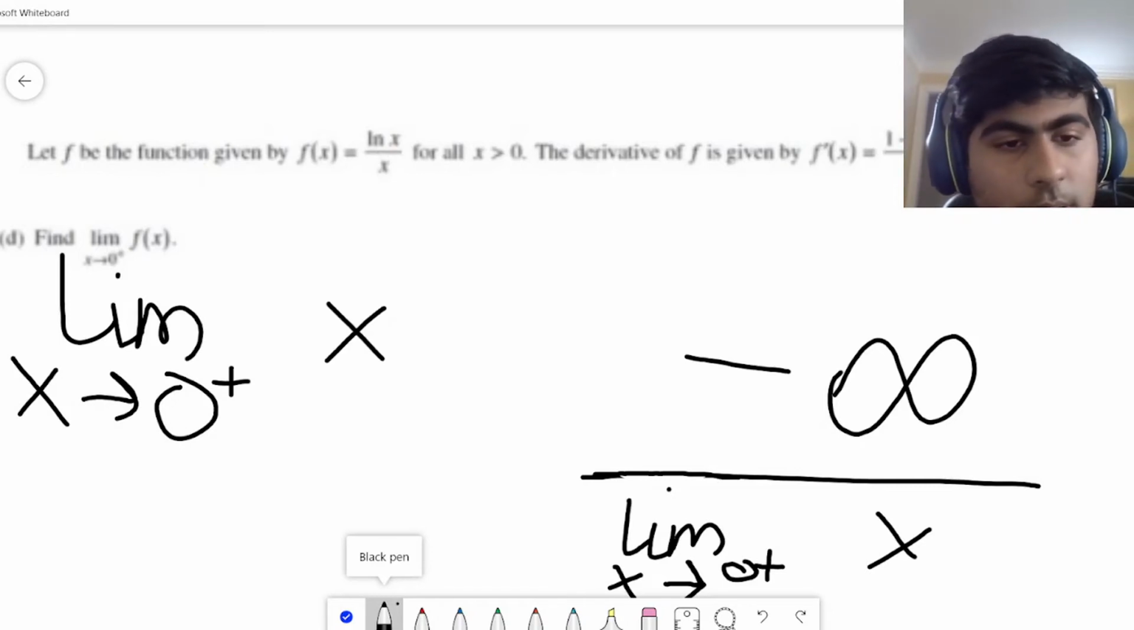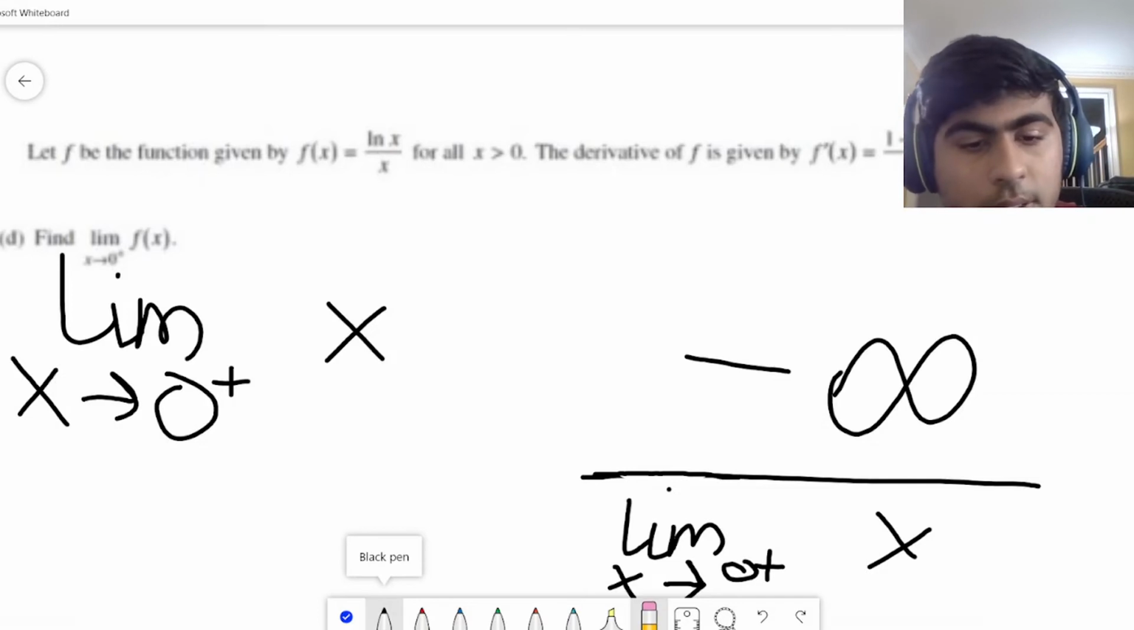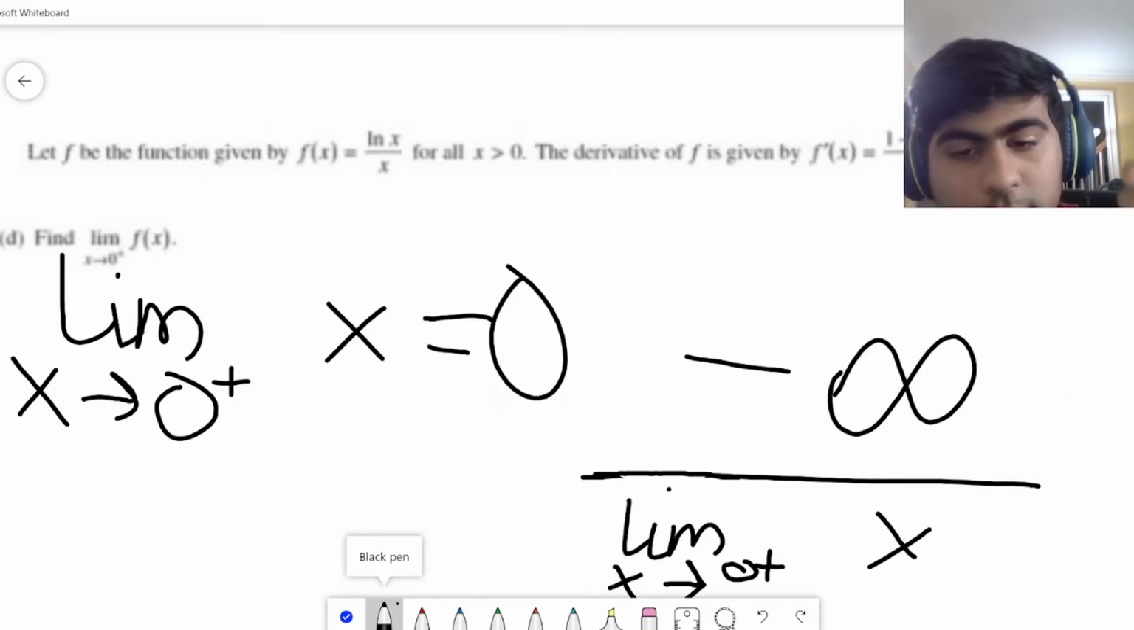Well, I mean, you can just plug it in, right? You can just plug it in. We didn't do that for the natural log, because the natural log of 0 is undefined, so you can't just plug it in and roll with it. Here you can just plug it in, and you get this is equal to 0.